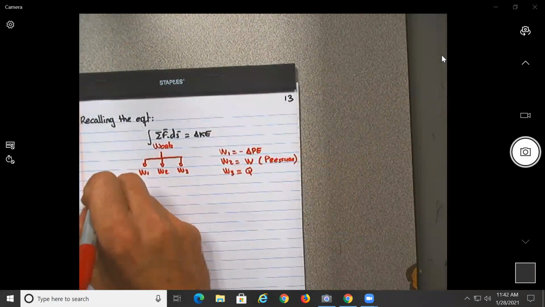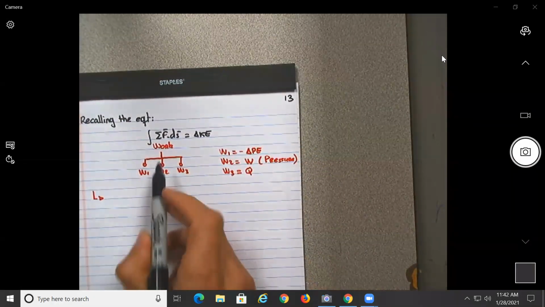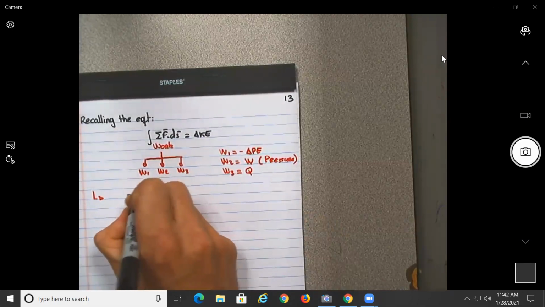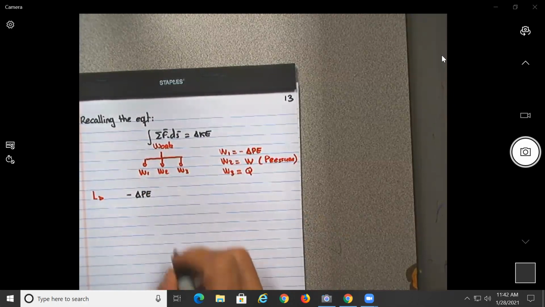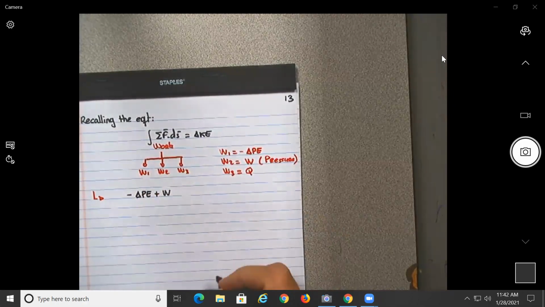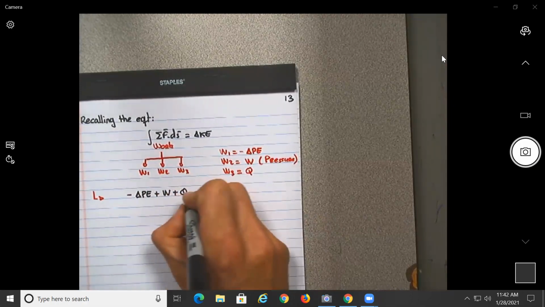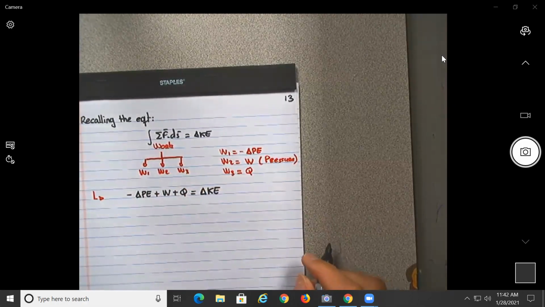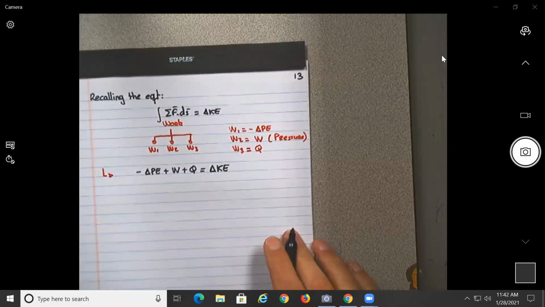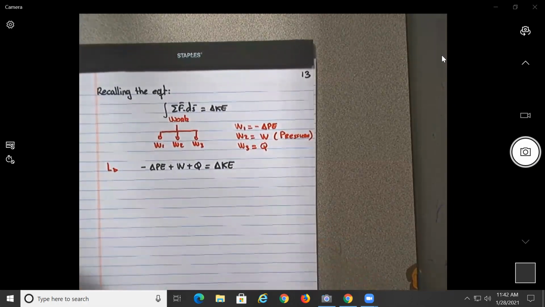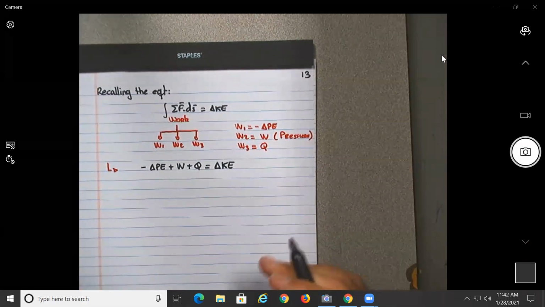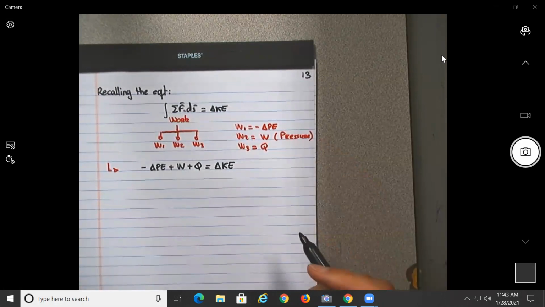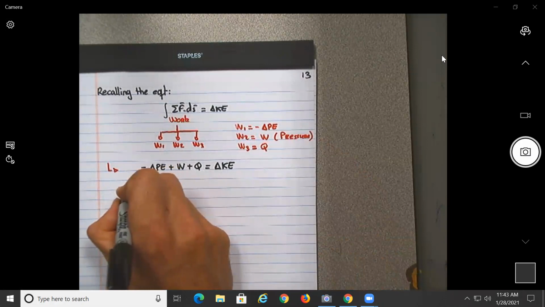So if we combine all this stuff, what do we have? So the term on the left-hand side would be equal to what? Minus change in potential energy plus work plus Q equal to the change in kinetic energy. Again, it's not important that you fully understand the derivation, I mean, fully that you could do it on your own, but that you understand the steps that I do.